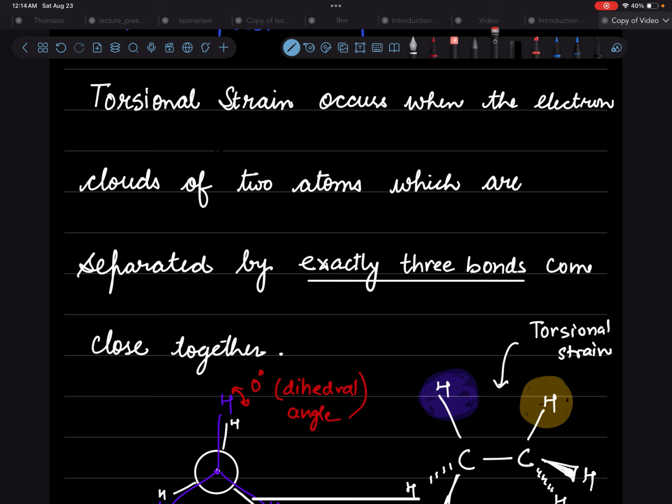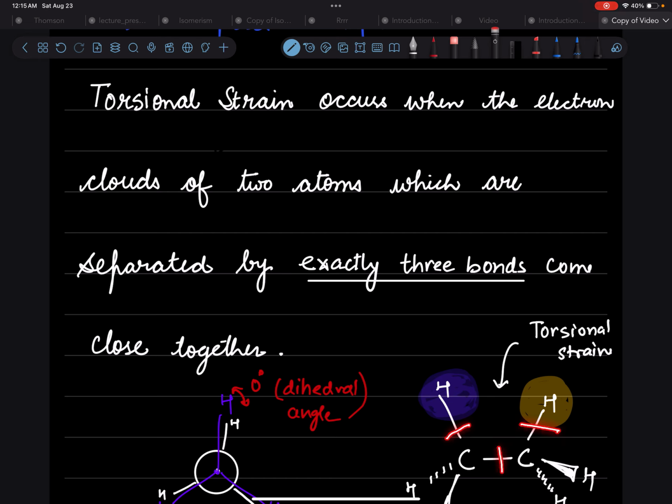Now, an important point here is that for a molecule to experience torsional strain, the electron clouds of the two atoms where we are expecting a torsional strain should be separated by 3 bonds only, neither more nor less. 1 bond, 2 bond, 3 bond.